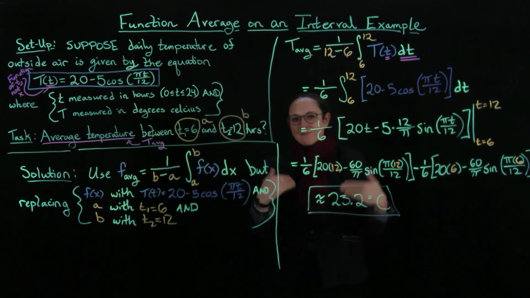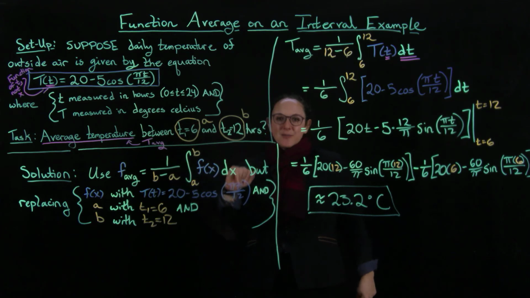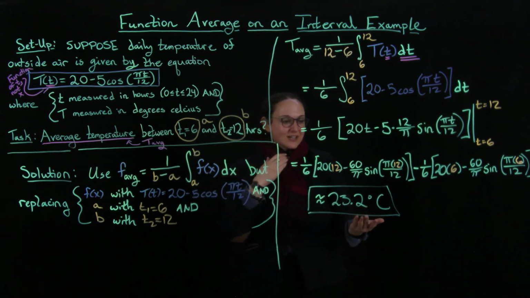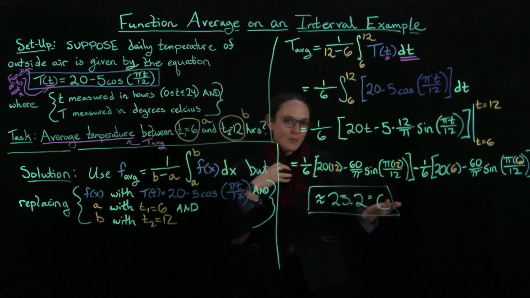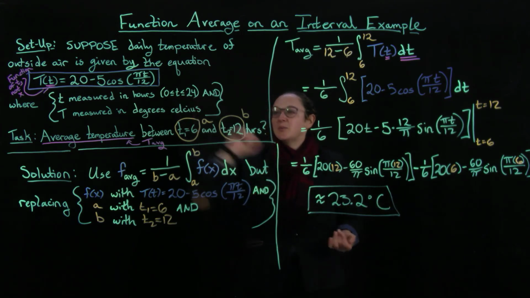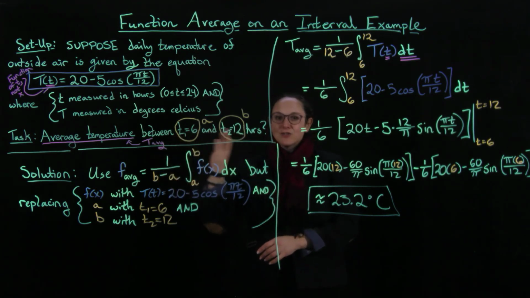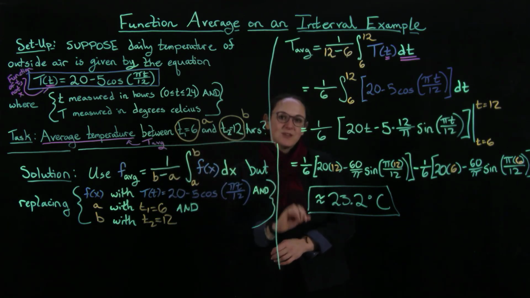Because I'm looking at an average temperature, the outputs of the temperature function are in degrees Celsius. So this here is the average temperature. It's an average output, so it's going to be in degrees Celsius. The inputs are always in hours, but the average function gives you an average of the outputs, so you want it to be in those units.